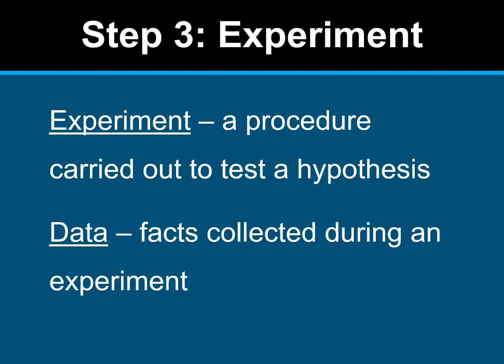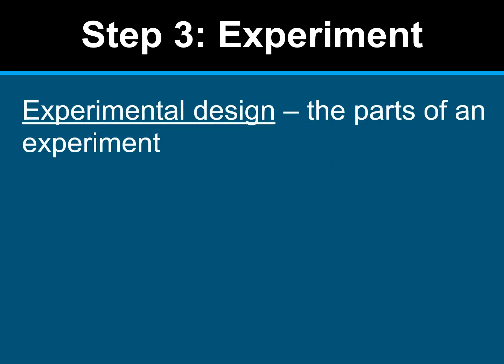Step 3 is to experiment. An experiment can be defined as a procedure carried out to test a hypothesis. While experimenting, you gather data. This data is usually numerical, but sometimes it is not. An experiment is designed to have many parts. If you're missing one or more of these next few parts, then your experiment will not be valid.